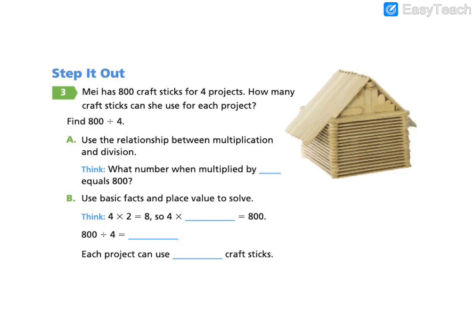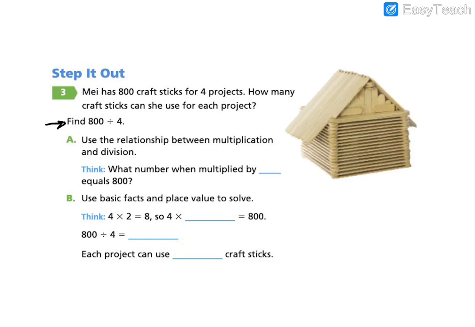All right, let's go ahead and take a look at number 3 now. May has 800 craft sticks for 4 projects. How many craft sticks can she use for each project? So it gives us our equation. We need to find 800 divided by 4. We're going to use the relationship between multiplication and division for this one.